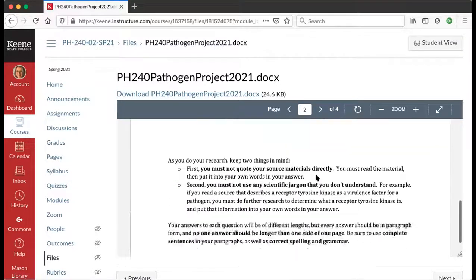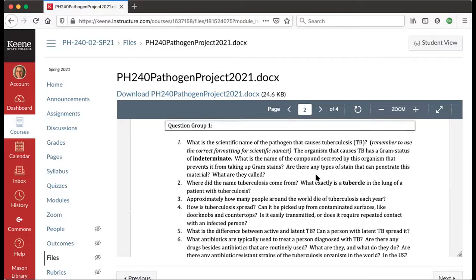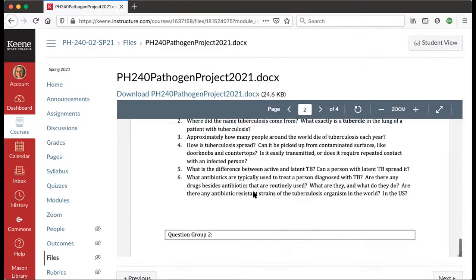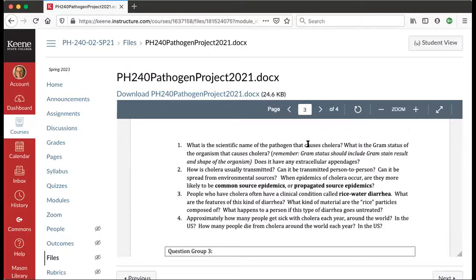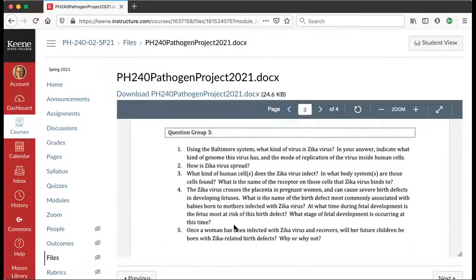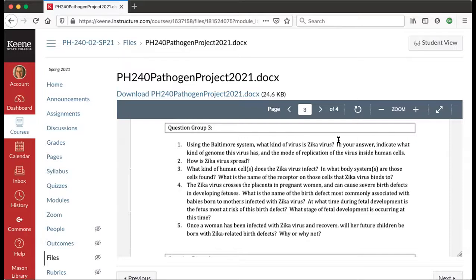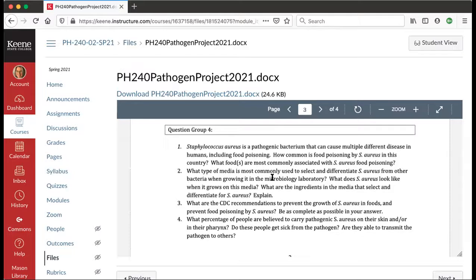Basically what you're going to do for this assignment is you're going to choose a set of questions to answer about a particular pathogen. So question group 1 is all about the pathogen that causes tuberculosis. And you can see there's 6 numbered questions here. And then the second group of questions right here is about the organism that causes cholera. And there's a series of questions here. Then there's a series of questions about a virus, the Zika virus. And lastly, there's a series of questions about Staphylococcus aureus.